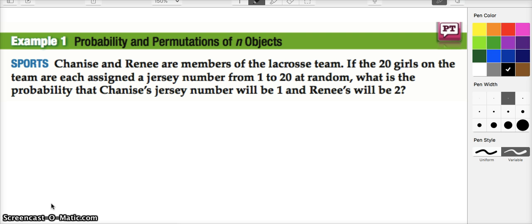Shanice and Renee are members of the lacrosse team. If 20 girls on the team are each assigned a jersey from numbers 1 to 20 at random, what is the probability that Shanice's jersey will be 1 and Renee's will be 2?